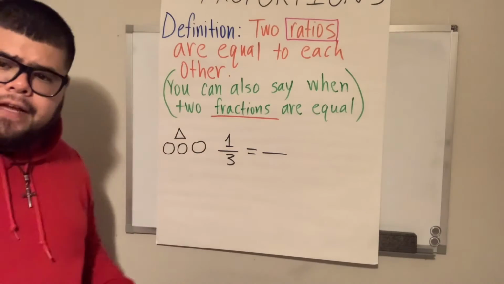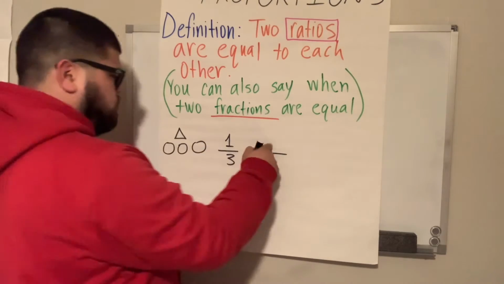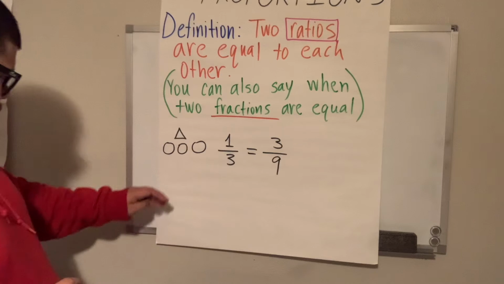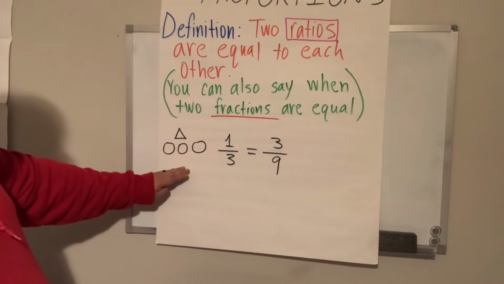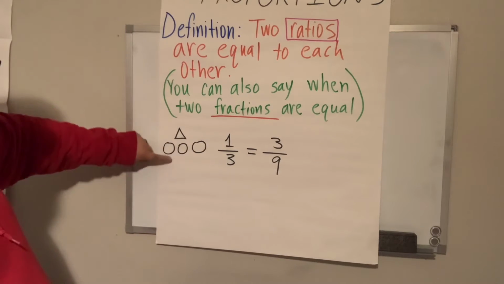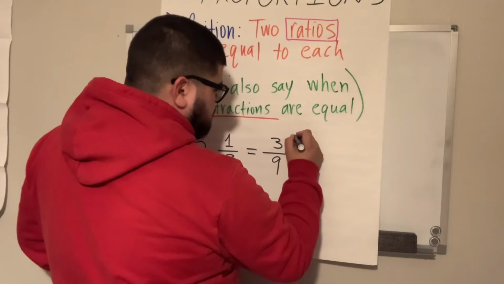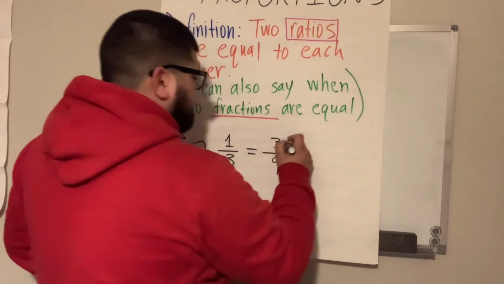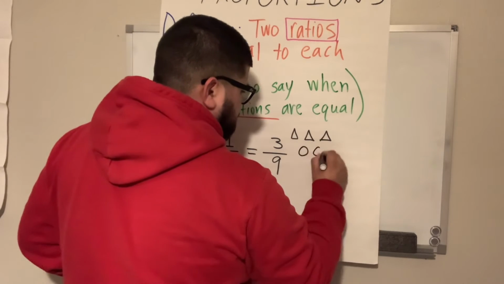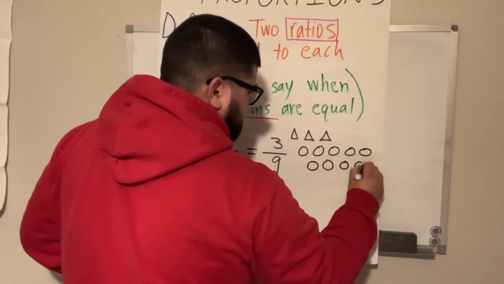Like we talked about scaling up before, right? We're gonna scale this ratio up by 3. So 1 times 3 we get 3. 3 times 3 we get 9. So over here on the left, our relationship of triangles to circles is 1 triangle to every 3 circles. And over here, our comparison, our ratio is 3 triangles to 1, 2, 3, 4, 5, 6, 7, 8, 9 circles.